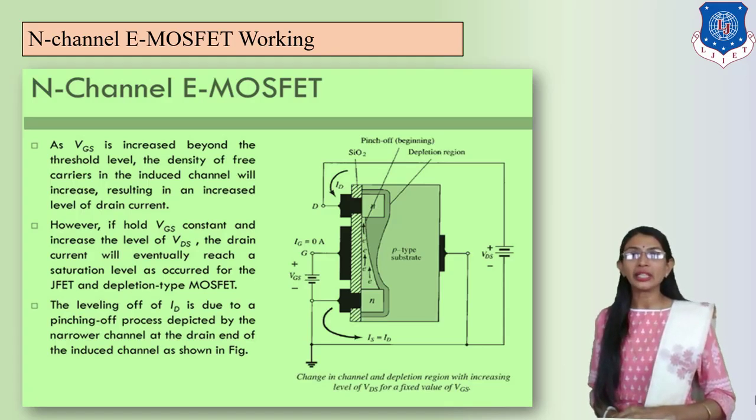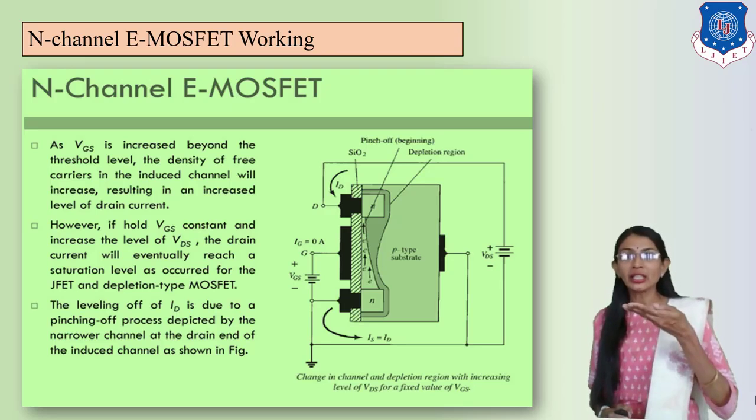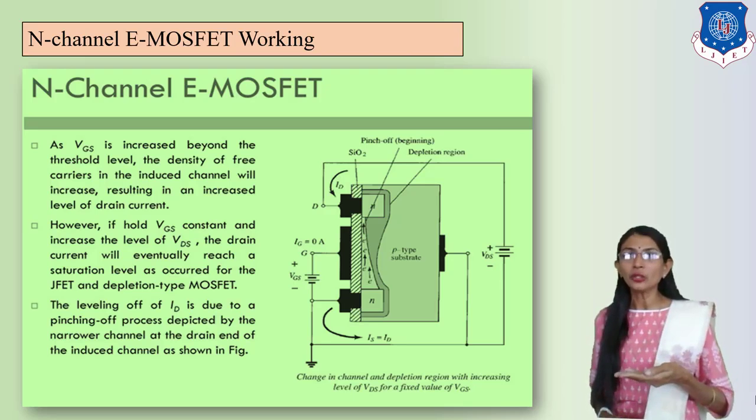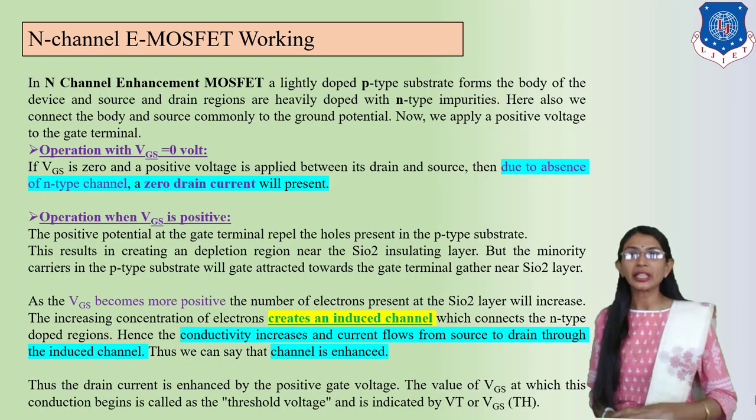A new channel of N type will be created. Due to that, drain current will be increased. So what is the correlation between gate voltage and drain current? It is that if gate voltage is increased positively, the drain current will also be increased. This is the detailed working that I have discussed in 3 cases. See, this is the N-channel E-MOSFET working. In detail I have discussed those.